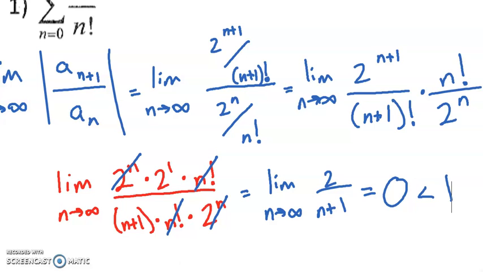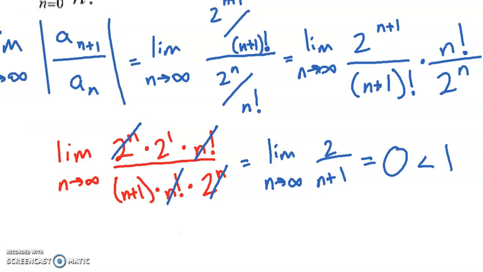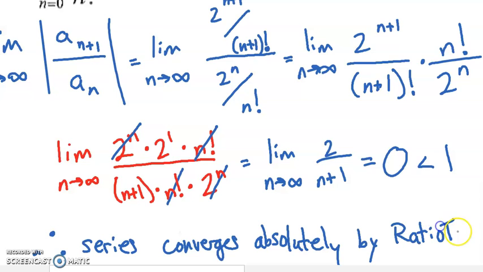converging and diverging values. So because the ratio of consecutive terms tends towards 0, tends towards a value that is less than 1, we can conclude that the original series converges absolutely. Normally, we don't need to worry about stating the absolutely, but it is true. Converges absolutely by the ratio test. Don't say the RT, because then I might think you're talking about the root test. All right, so that is the ratio test.